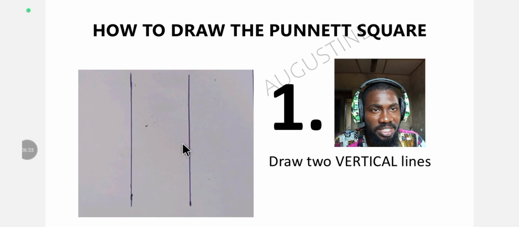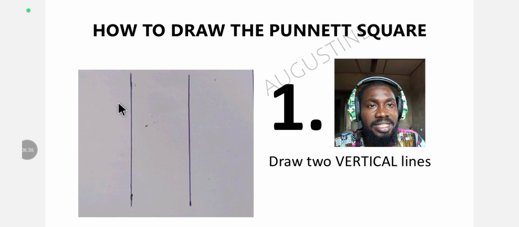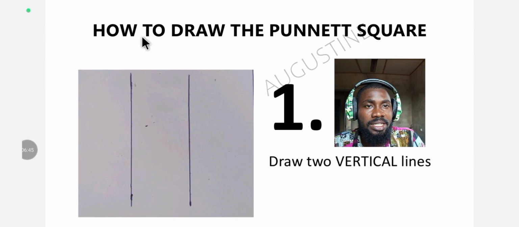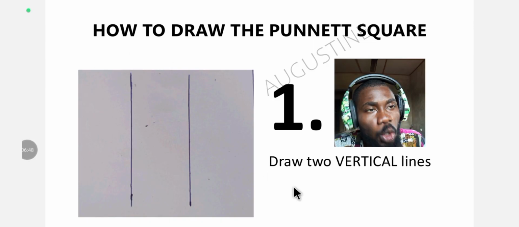So this diagram you are seeing here, hope you can see this diagram, is an illustration of draw two vertical lines. So you are just going to draw the vertical lines just like this, what you have here. So let's move over to the second step.